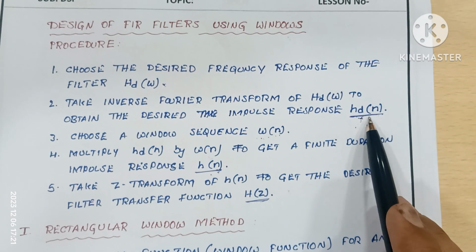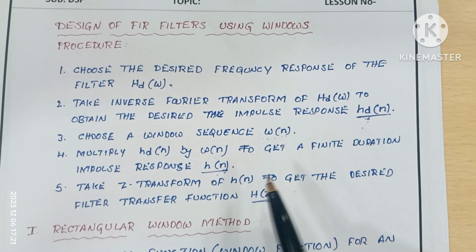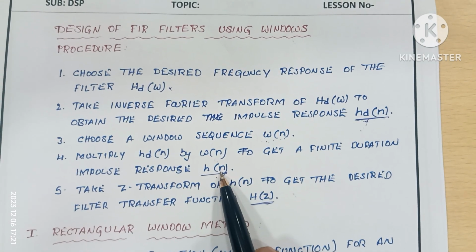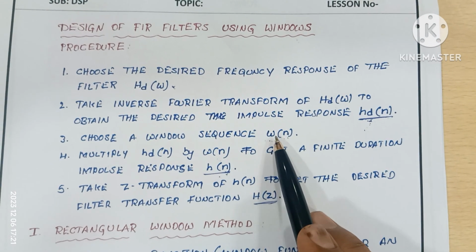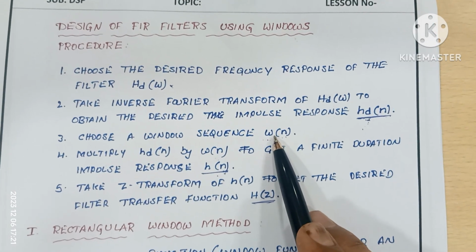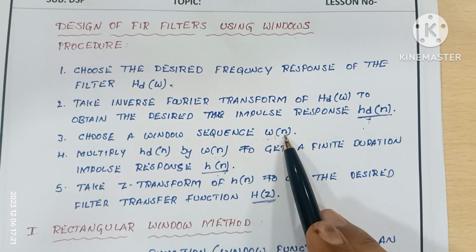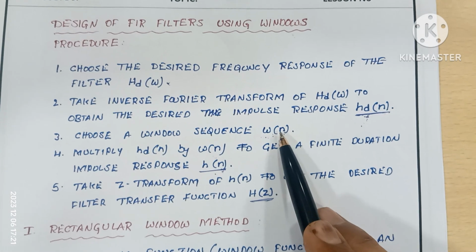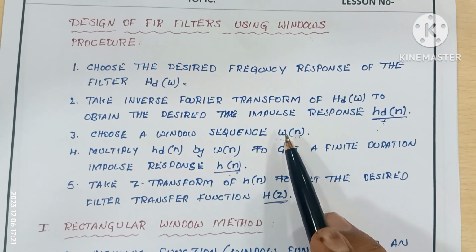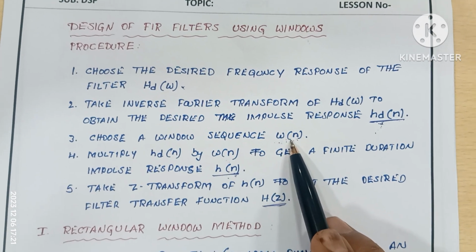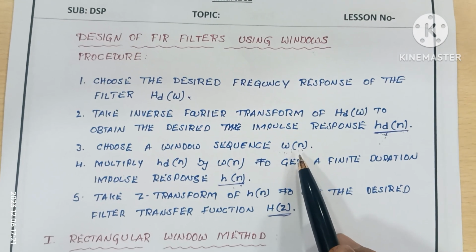In order to convert this infinite impulse response to a finite impulse response, that is h of n, we have to multiply HD of n by choosing a proper window sequence w of n. So before we proceed to that, the first step is we have to choose a window sequence w of n. This window sequence may be a rectangular window, Hamming window, Hanning window, Blackman window, or Kaiser window. Whatever it may be, we have to choose.